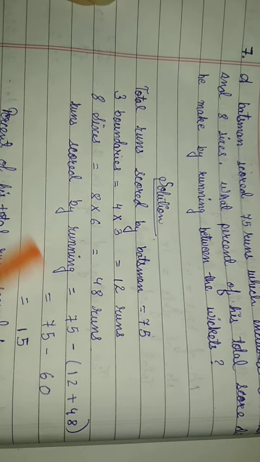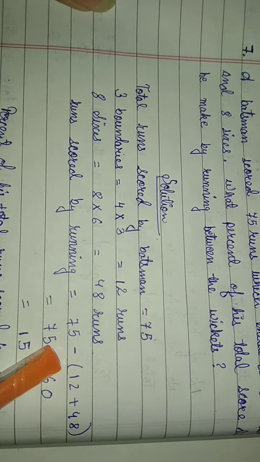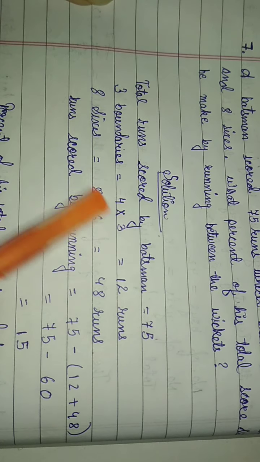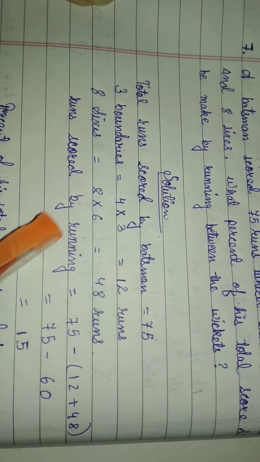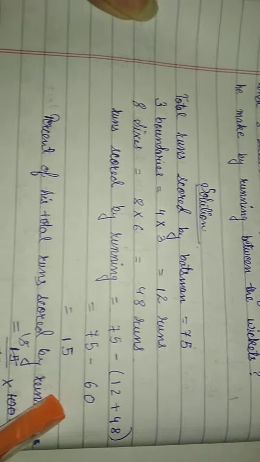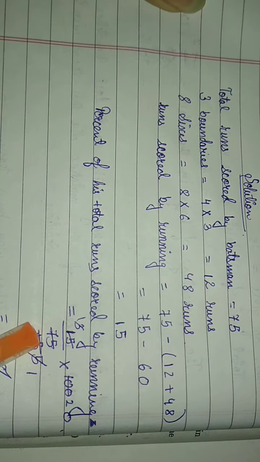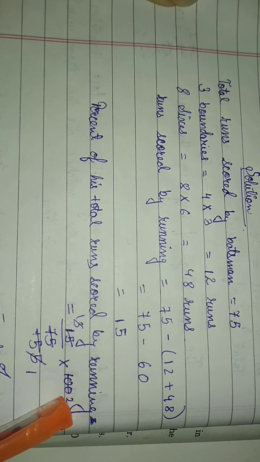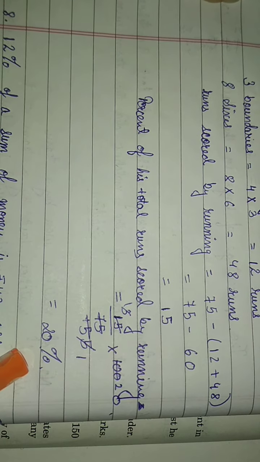So runs scored by running will be 75 minus (12 plus 48), because 3 boundaries and 8 sixes, and the remaining will be scored by running. So we will take that out, it is 15. So 15 by total number of runs, that is 75, into 100 to take it out in percentage. So your answer is 20%.